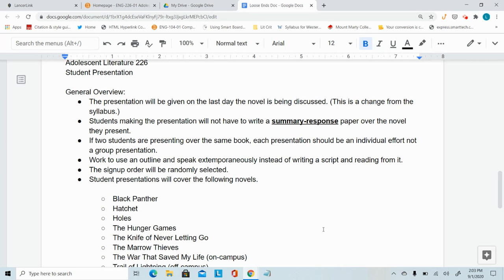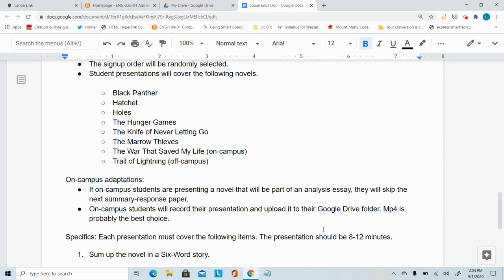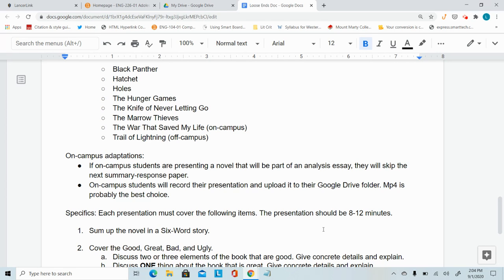Work to use an outline and speak extemporaneously instead of writing a script and reading from it. The sign-up order will be randomly selected, and your presentations can cover the novels. Okay, so Black Panther, Hatchet Holes, Hunger Games, The Knife of Never Letting Go, The Marrow Thieves, and those of you on campus who are watching this, The War That Saved My Life. And again, I've mentioned this before, but if on-campus students are presenting a novel that will be part of an analysis essay, they can skip the next summary response paper after the analysis essay.